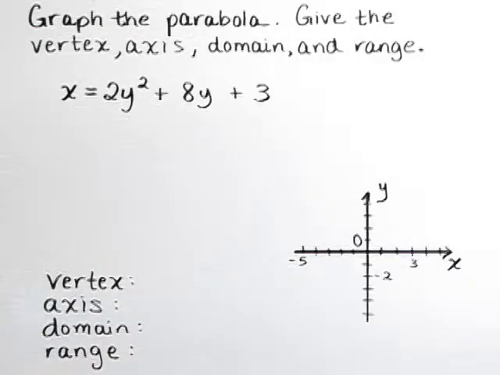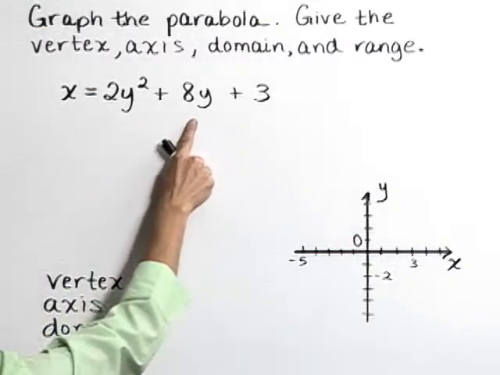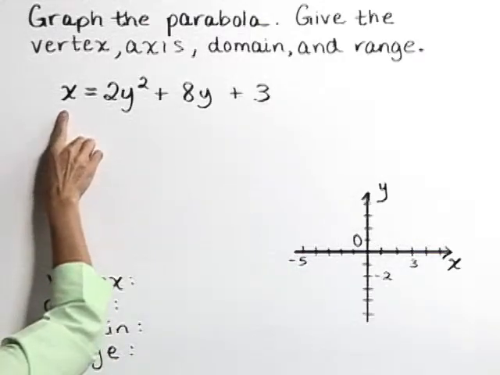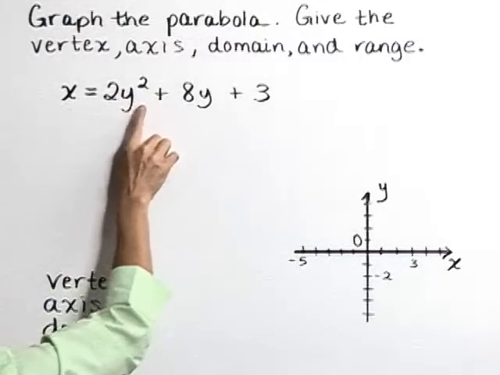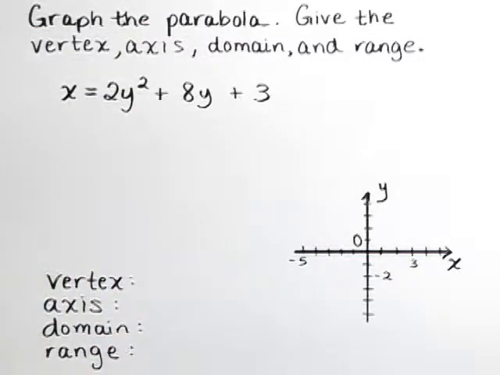Graph the parabola. Give the vertex, axis, domain, and range. Here we have the parabola x is equal to 2y squared plus 8y plus 3. Notice that we have x to the first power, however, y squared. This is going to be a sideways opening parabola.